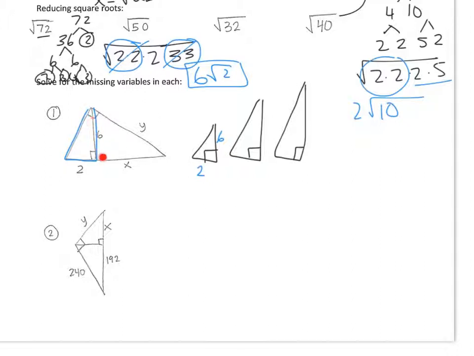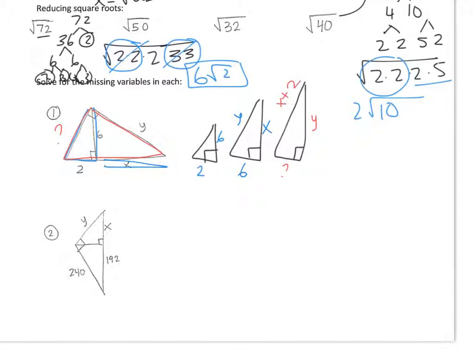The medium triangle is this one. The short side is 6, so I'm going to write the short side is 6. The long side is x, and the hypotenuse is y. And then for the largest triangle on the outside, the short side we don't have, the long side is y, and the hypotenuse is x plus 2.